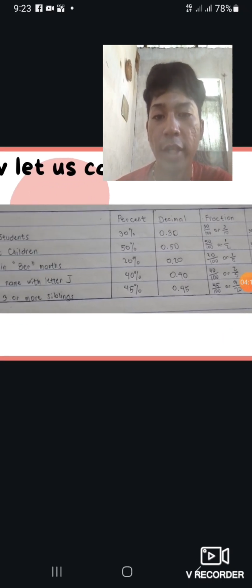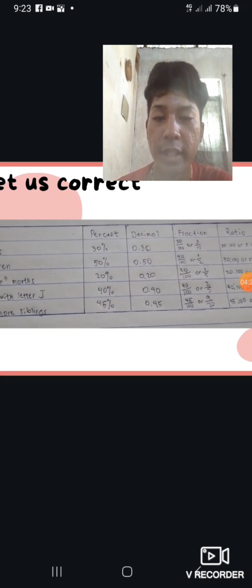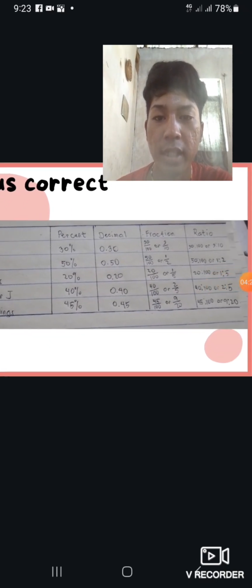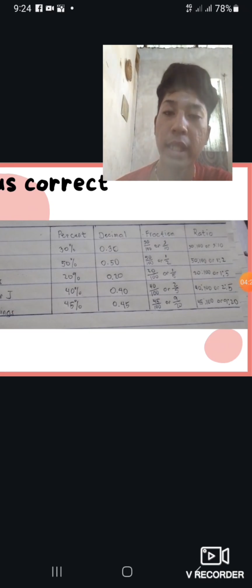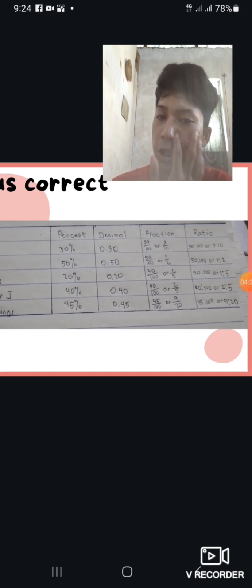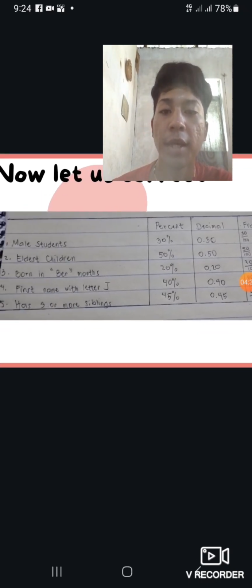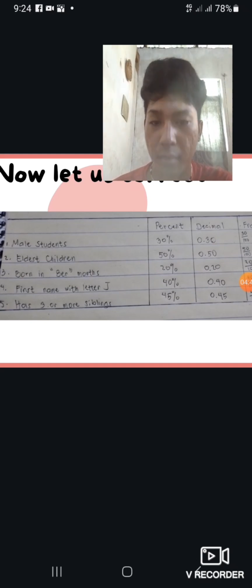So we have 40%, that is 0.40 in decimal. The fraction is 40 over 100 or 2/5. Then in the ratio, 40 is the first term, 100 is the second term, and then we are going to express it in simplest form. We have 2/5 or 2 to 5. Lastly, 45%, that is 0.45 in decimal.